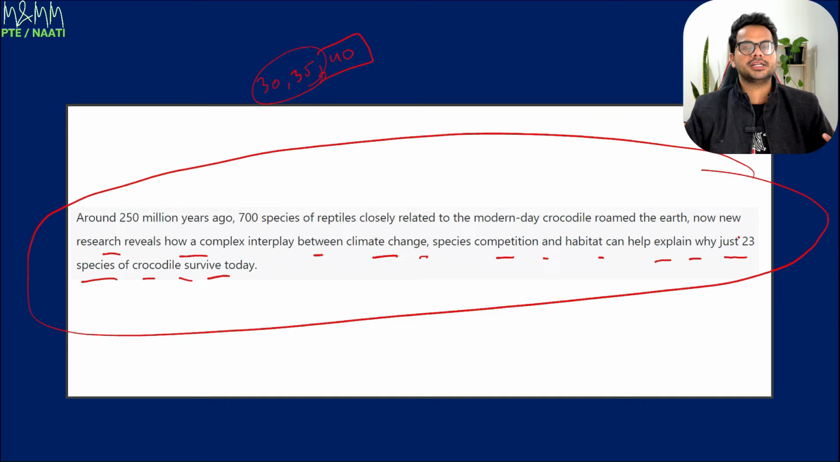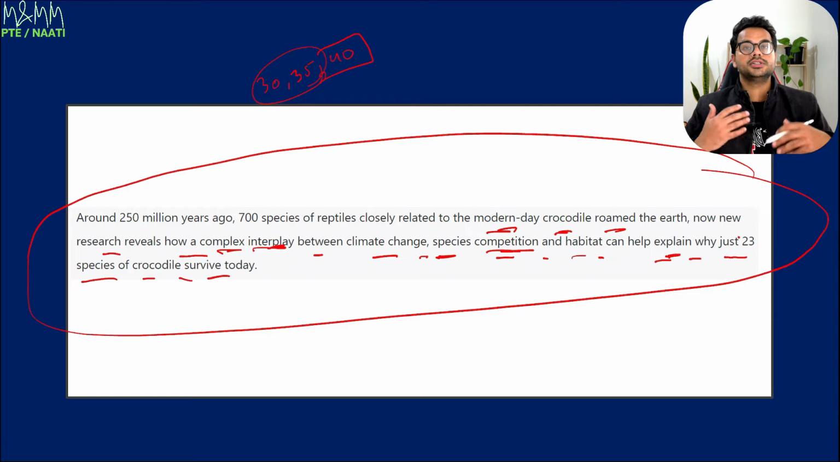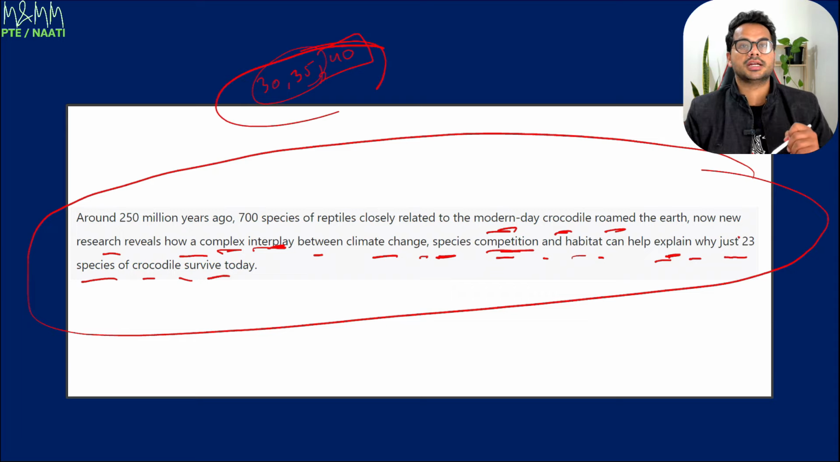So when you get that preparation time, you just read out that one paragraph and see what words you felt that you fumbled upon. For example, for me, the words were interplay, complex, competition, species, habitat, explain, roamed, crocodile, modern day. Whatever words you feel like you may fumble upon, you should just speak them out again and again and utilize that preparation time.